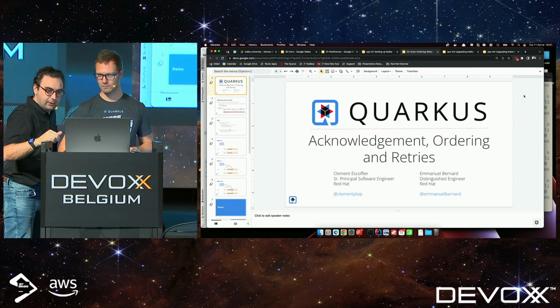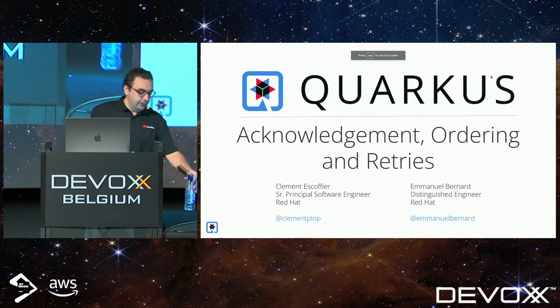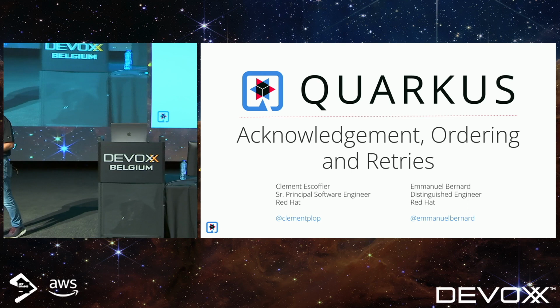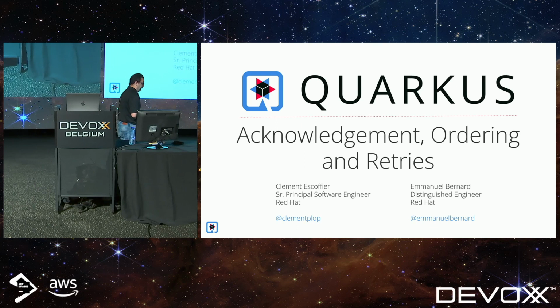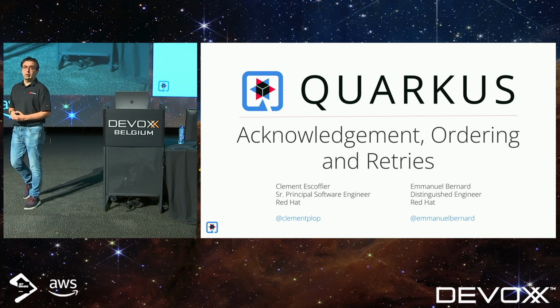Yeah, thank you. So, Emmanuel said it. We are building distributed systems, and the one single source of truth in distributed systems is that it's going to fail. Whatever you do, it's going to fail. So you need to think, as soon as you start designing a distributed system, how you are going to acknowledge, how you are going to handle ordering if you need to, and how you are going to recover after something bad, like retries.